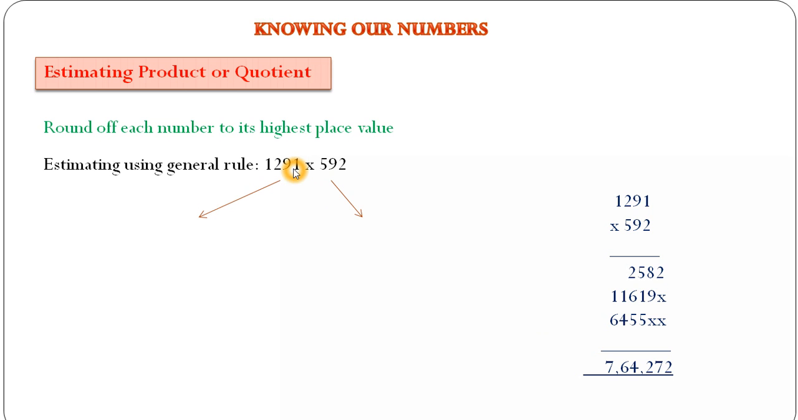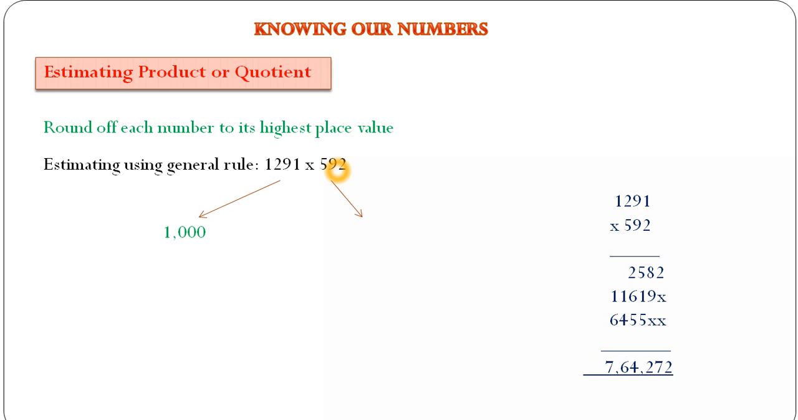And for that, we'll round off both the numbers to their highest place values. So if you look at this number 1291, the highest place value is 1000. So round off to the nearest 1000. For that, we'll observe the hundreds digit, 2, that is less than 5. So 2, 9 and 1 will be replaced by 0 and 1 will remain as it is because 2, that is the hundreds digit, is less than 5. So our rounded number is 1000.